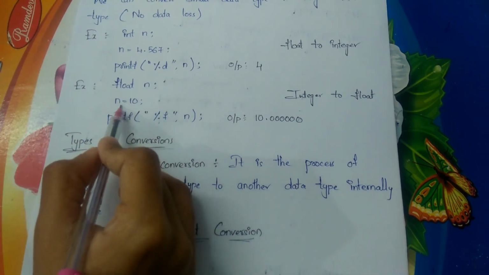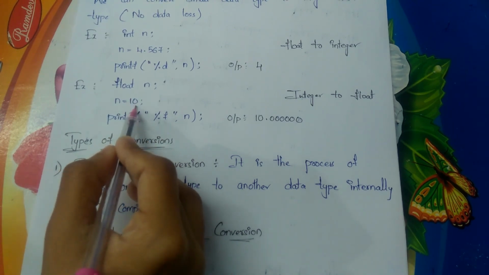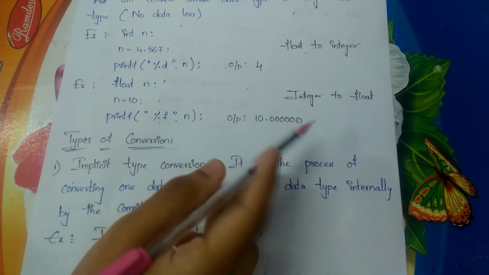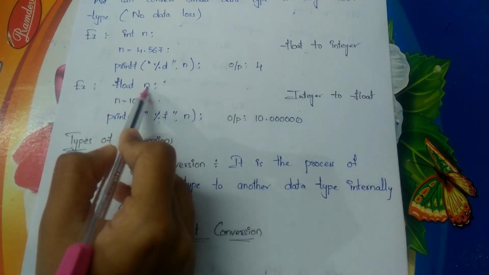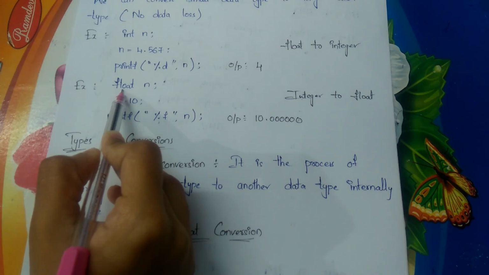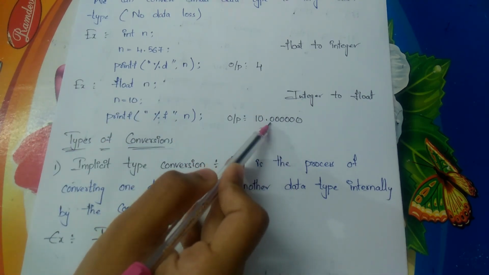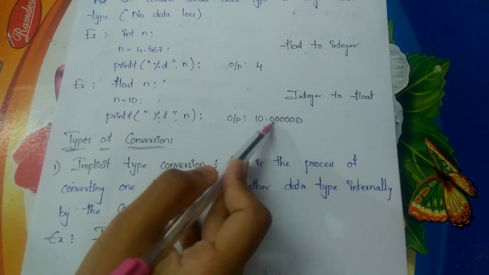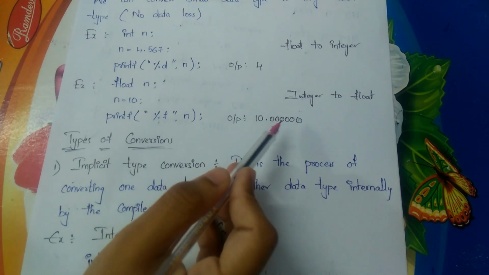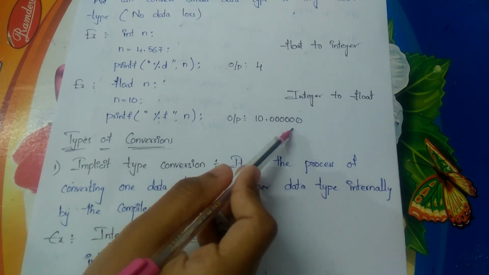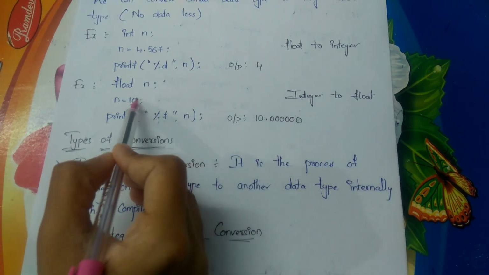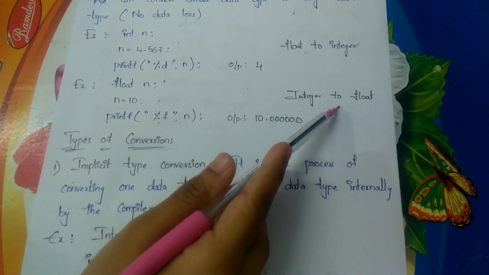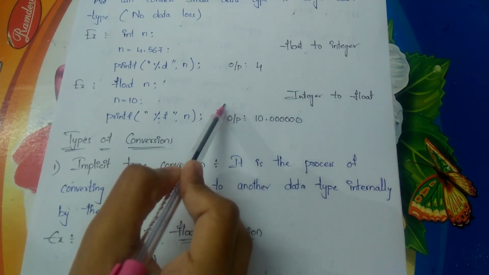When I print the value of n, it should print 10, but it prints something like 10.000000, because I declared the n variable as the float data type. That's why it has printed the decimal places also. It has printed up to 6 decimal places, because float prints 6 decimal places only. When we use double, it will be different. So indirectly we are converting integer to float, the integer data type to the float data type. This is also a good example of type conversion.